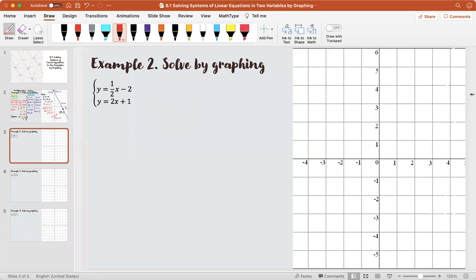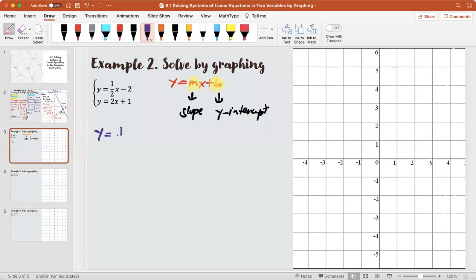So let's solve this by graphing. Obviously, we can make use of the slope and y-intercept. Note that your slope and y-intercept is written in the form y equals mx plus b, where m is your slope and your b is your y-intercept. So remember that slope m, b, that's your y-intercept.